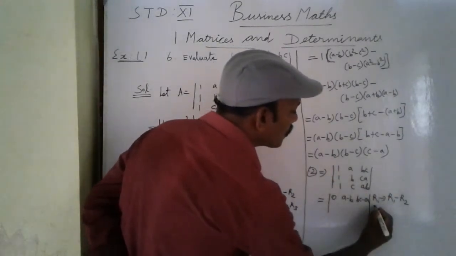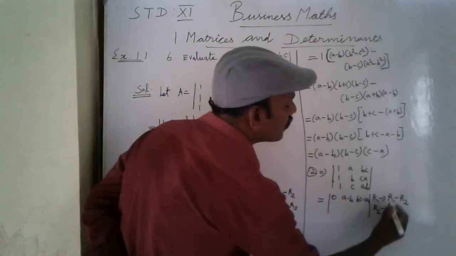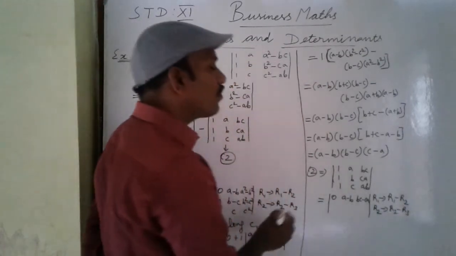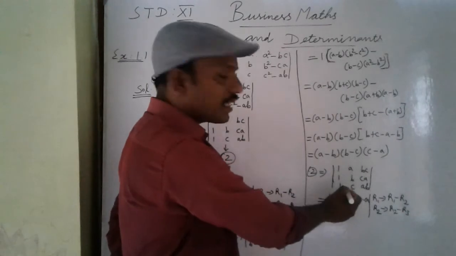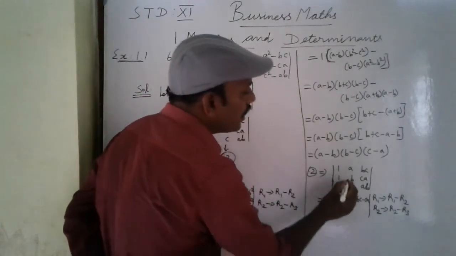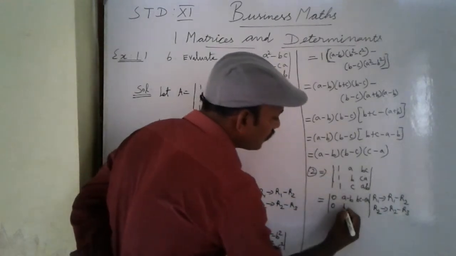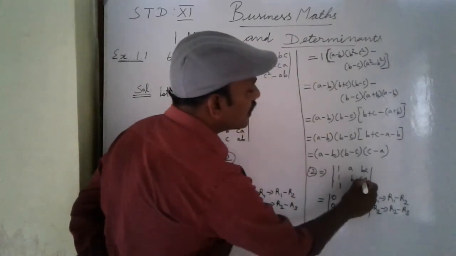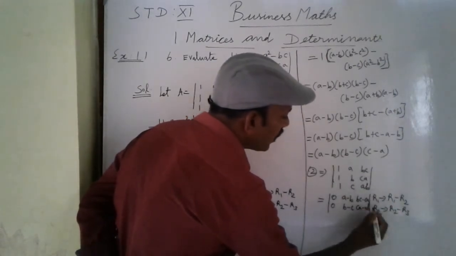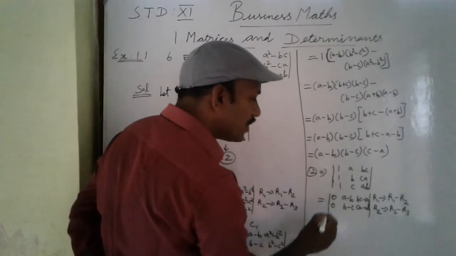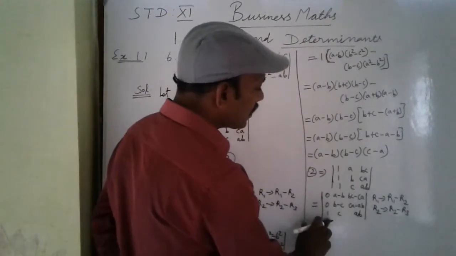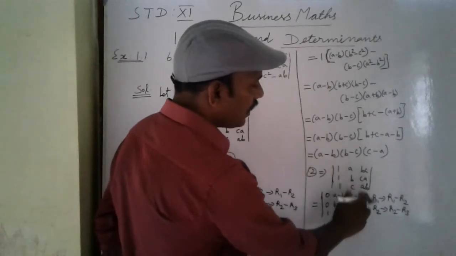Next rule also we should use R2 implies R2 minus R3. This rule we should follow. R2 minus R3. So 1 minus 1 is 0. Next B minus C. Next CA minus AB. Next, the third row we should write the same. Last row is 1 C AB.